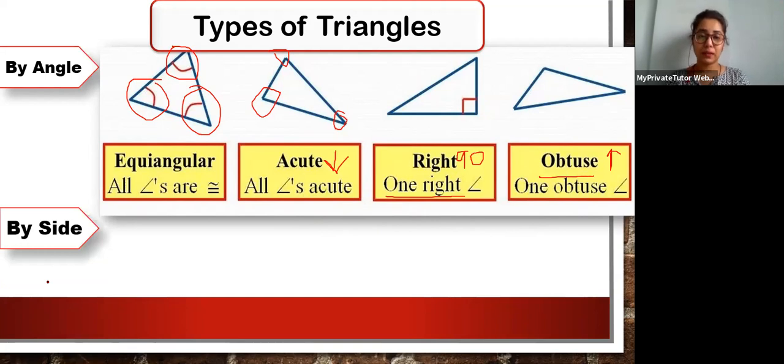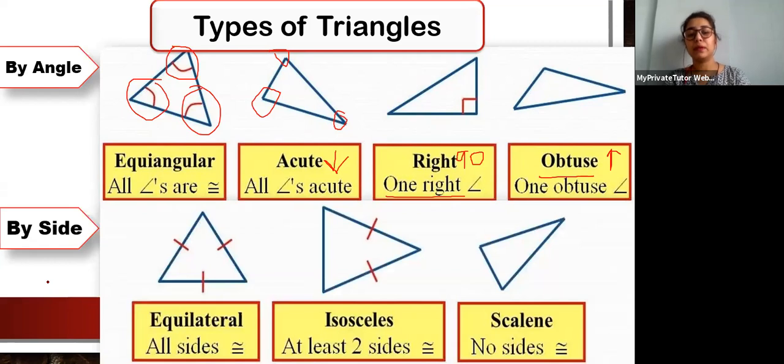Now, what does this mean? Side, how many sides do we have in a triangle? 3 sides, correct? So the classification will be on the basis of side. Now, we have 3 types of triangles. Equilateral triangle, in this all sides are congruent, or congruent means equal. All sides are equal. So if one of these sides is 3, this will also be 3 and this will also be 3. This is an equilateral triangle.